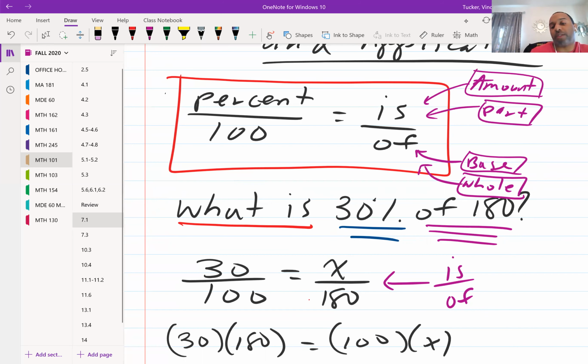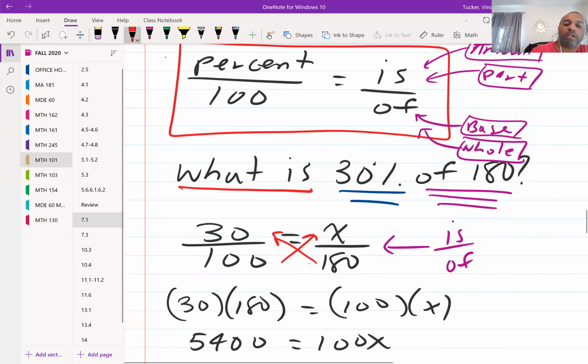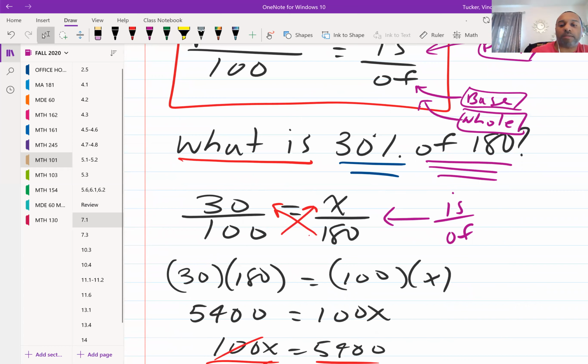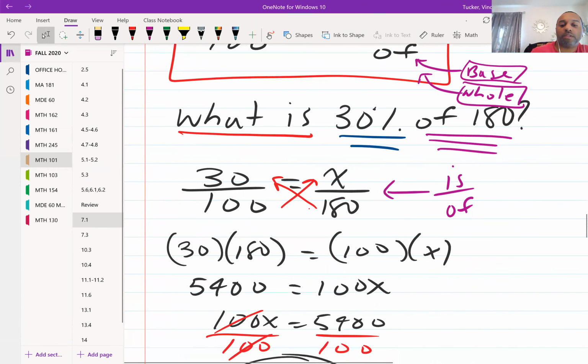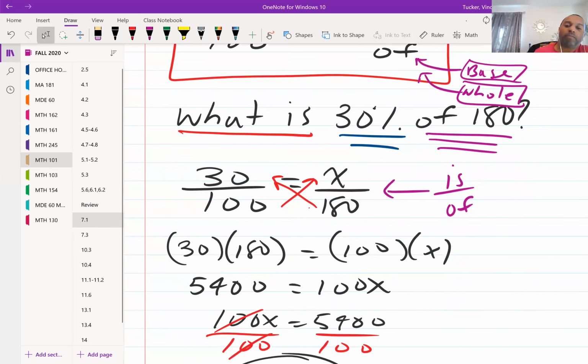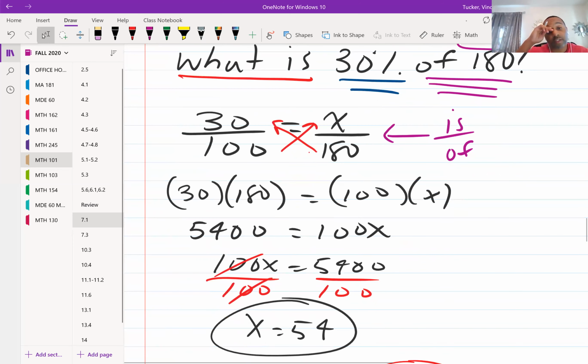All right, questions on the setup? And then you do your cross multiplication. 30 times 180, 100 times x. Which is what we talked about when we dealt with our proportions last class. So it's 5400 equal to 100x, divided by 100, and x is equal to 54.